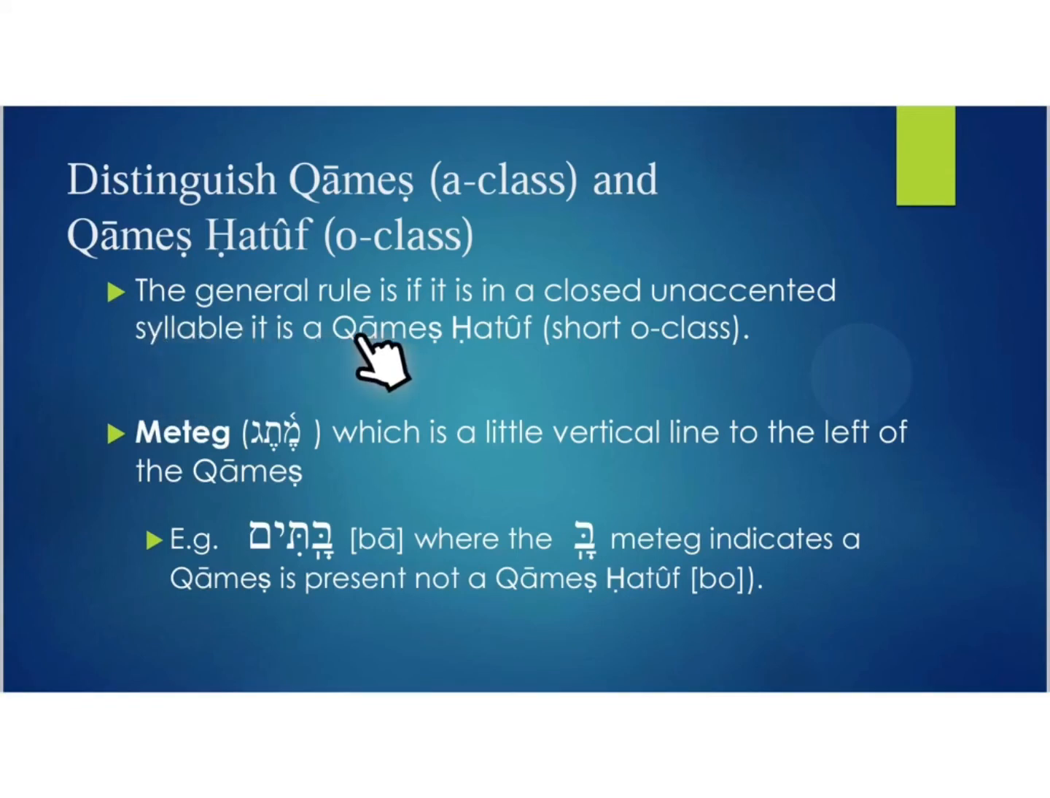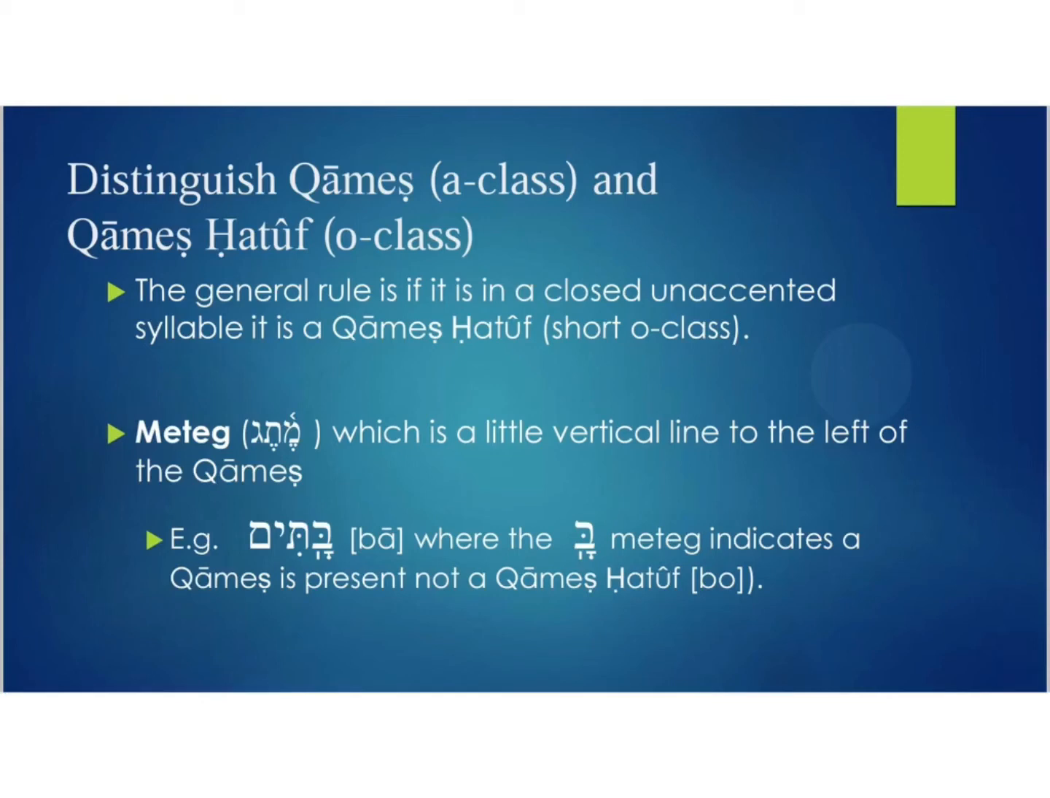The general rule is, if it is a closed unaccented syllable, that is, unaccented is the syllable which is not stressed or which is not a tonic syllable, it is a qamets hatuf, that is a short vowel. So remember, a closed unaccented syllable will have an O class short vowel. Right? And the opposite of it is true for the A class.